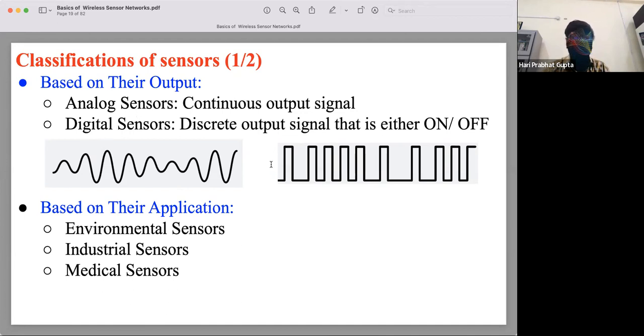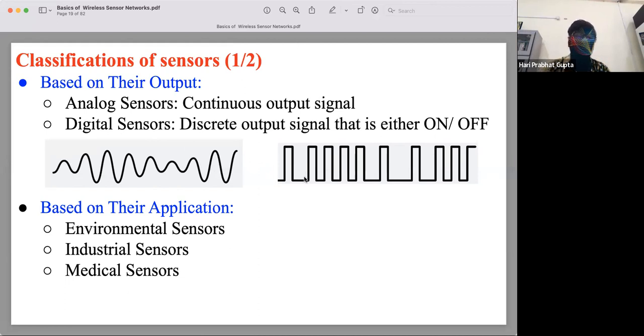The other category, the digital sensors, have only two states, either on or off. The proximity sensor is a digital sensor. For example, door open and close, that is on and off. If one sensor is for door open and close, in that case we can say this is a digital sensor. Why? Because it generates only two values, binary values, 0 or 1. This is very easy to classify the sensor into two categories.